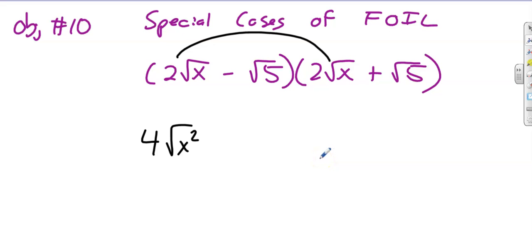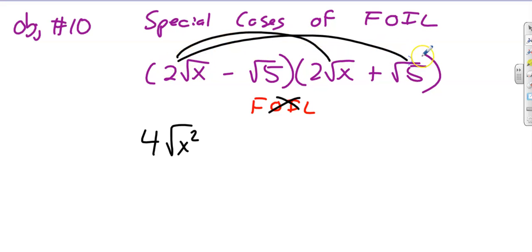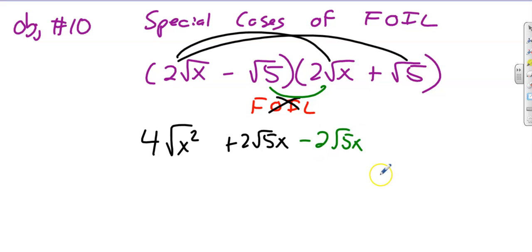Now, here's what makes this one special. If it's the same two terms, if this is 2 square root of x minus square root of 5, and this is 2 square root of x plus square root of 5, when you do your full method here, these middle two terms are going to knock each other out. This one is going to be positive, so it's going to be 2 square root of x times square root of 5, that's 2 square root of 5x. When you start multiplying this one, you're going to have a negative 2 on the outside and a square root of 5x on the inside.